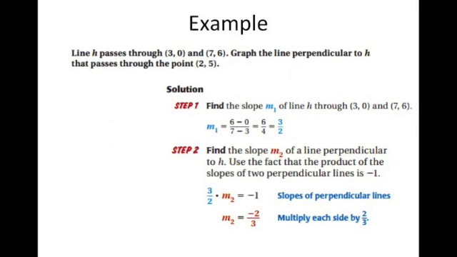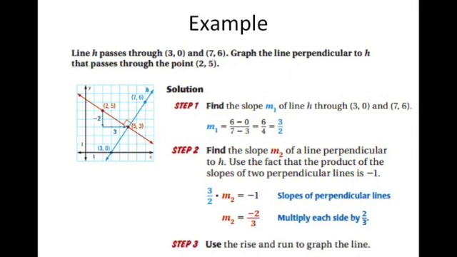Okay? So now we want the line perpendicular to line H to go through (2, 5) and have a slope of -2 over 3. So we can go to this point (2, 5) and we can count down 2 and right 3 and we can find a new point. Okay? So we go to (2, 5), we count down 2, right 3, we find a new point that the perpendicular line has to pass through, and then we connect the dots or draw a line through those two points.